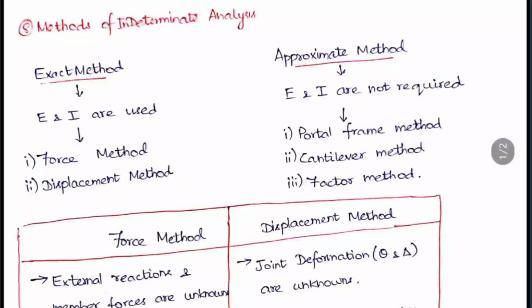First, in general, they are categorized into exact method and approximate method. In exact method, the material property is used for the calculation, so here E and I of the beam, or whatever we're considering, we'll be using those values. But in the approximate method, they are not required. Shear, moment, everything will be taken as an approximate value only. Under the exact method, we have two methods, that is force method and displacement method. Under these, various categories are there. The force method is also called the flexibility method, and the displacement method is also called the stiffness method.